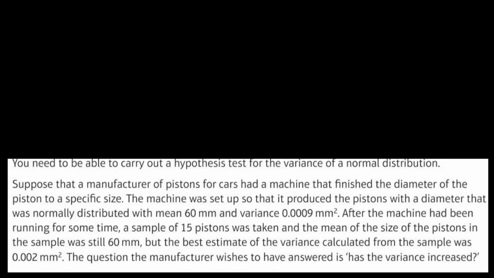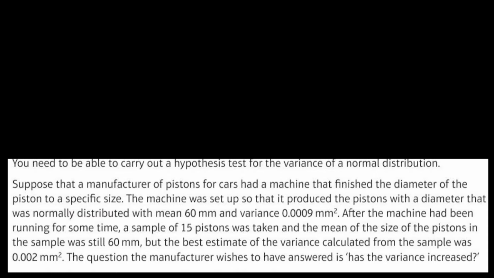Okay, let's quickly look at the context of this first example. So we're looking at a manufacturer of pistons for cars. Now a piston is an integral part of the engine of a car. The machine that produces these pistons finished the diameter of the piston to a specific size. Now the machine was set up so that it would produce pistons with a diameter that was normally distributed. And the parameters of that normal distribution are that the mean was set to be 60 millimeters and the variance was set to be 0.0009 millimeters squared.